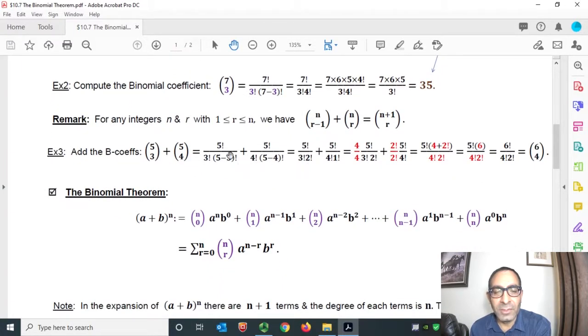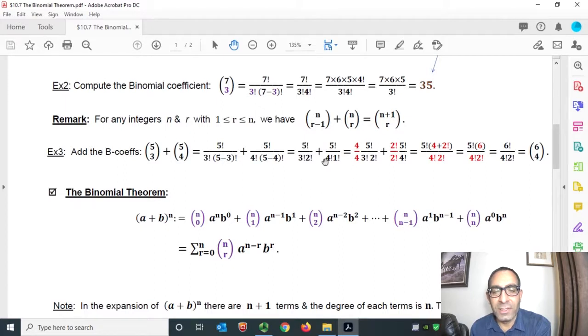So in the next step, copy the 5 factorial as it is, 3 factorial in the denominator as it is, subtract 5 minus 3, which is 2, so then 2 factorial. Similarly, 5 factorial as it is, 4 factorial as it is, 5 minus 4 is 1, so 1 factorial. Great. I hope this makes sense to you all.